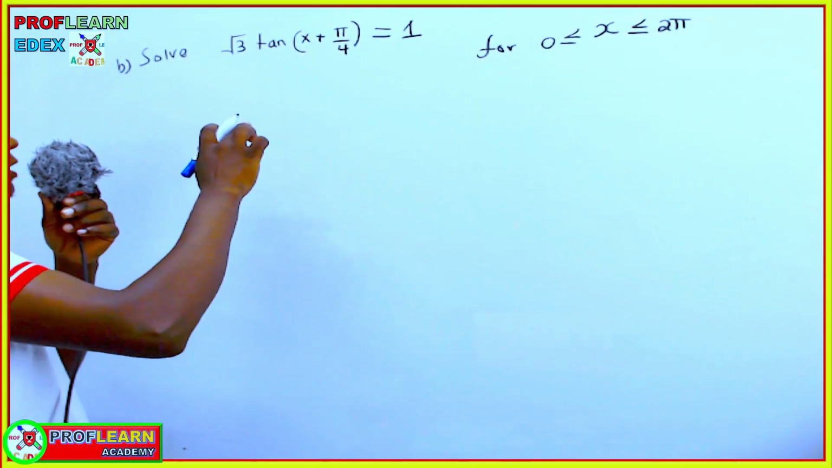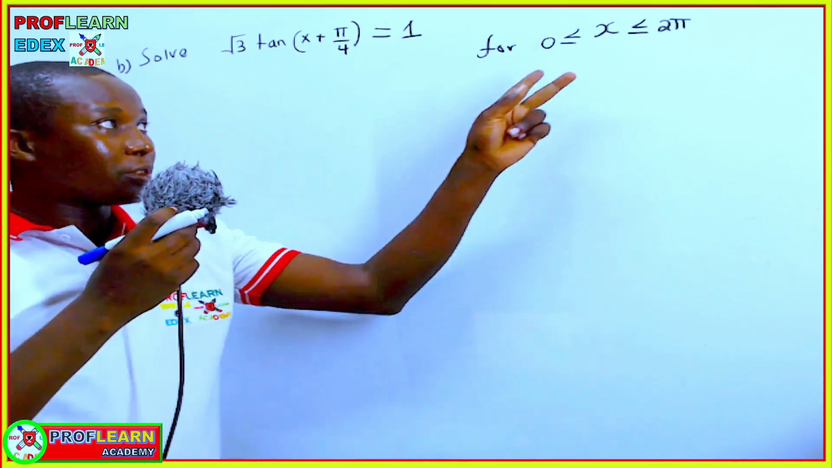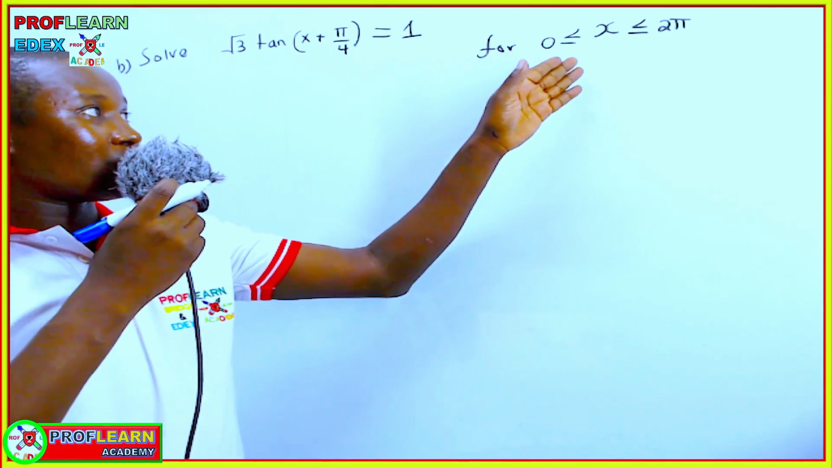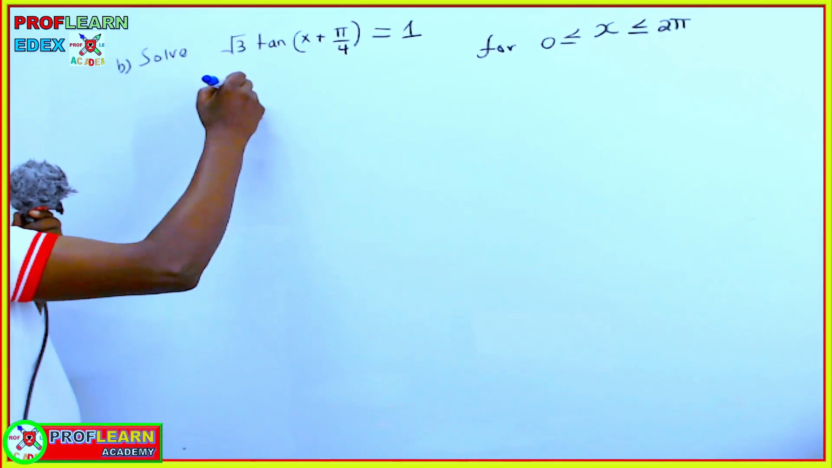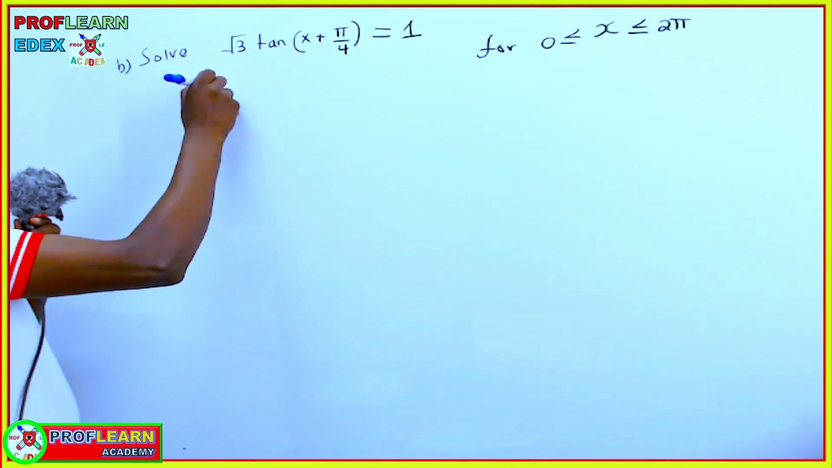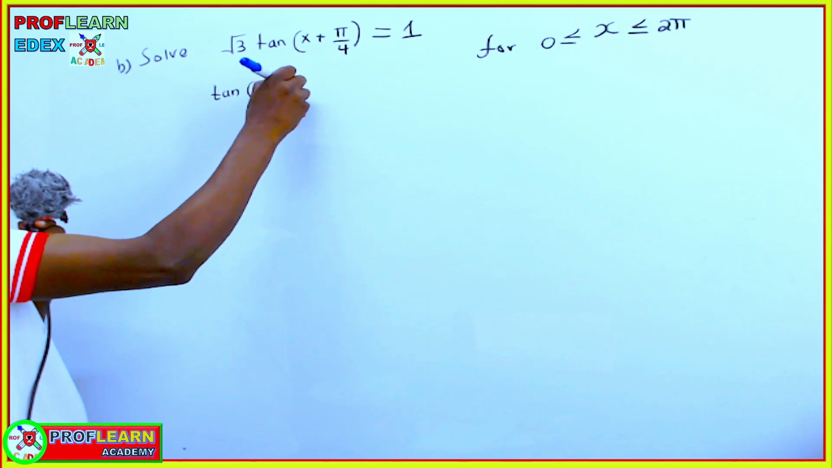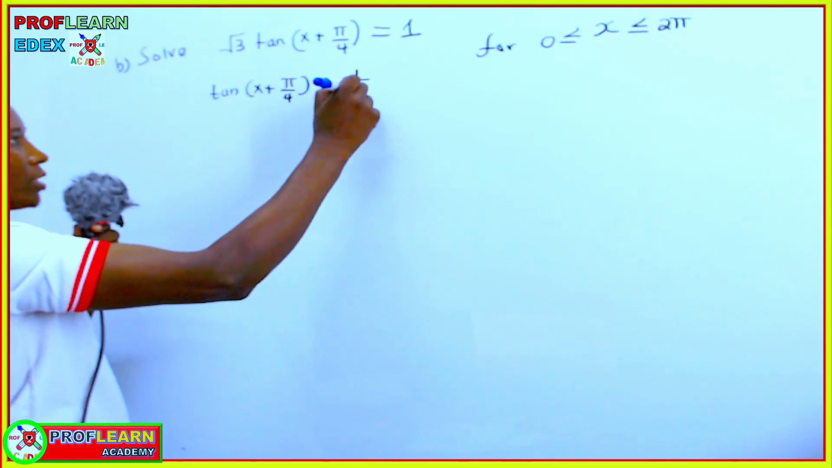Okay, now further, we are told to solve root 3 tan of (x plus pi over 4) equals 1, for the range of values x greater than or equal to 0, less than or equal to 2 pi. In order to solve this question, we have to divide by root 3 on both sides. So we're going to have tan of (x plus pi over 4) equals 1 over root 3.